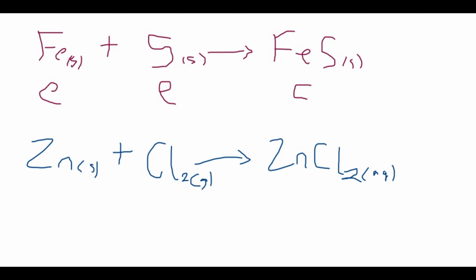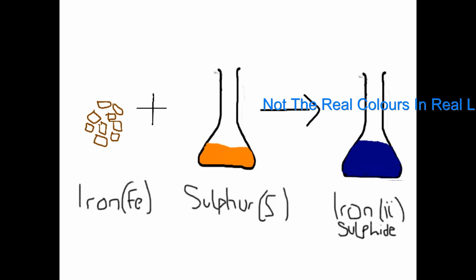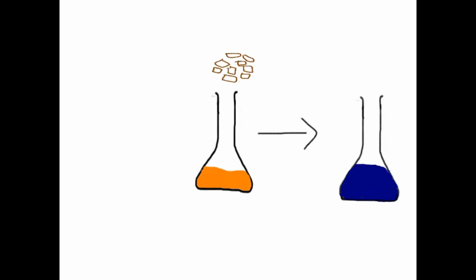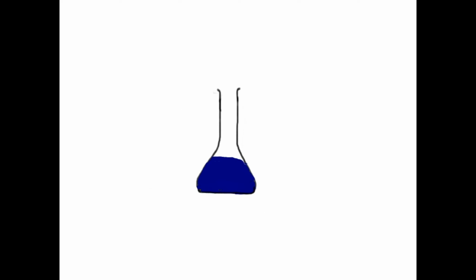Now I'll show you a video to illustrate this reaction. Basically, for a combination reaction here, we have iron reacting with sulfur to form iron 2 sulfide. The second type of reaction is a displacement reaction. In this type of reaction, an element or a radical displaces another element or radical.